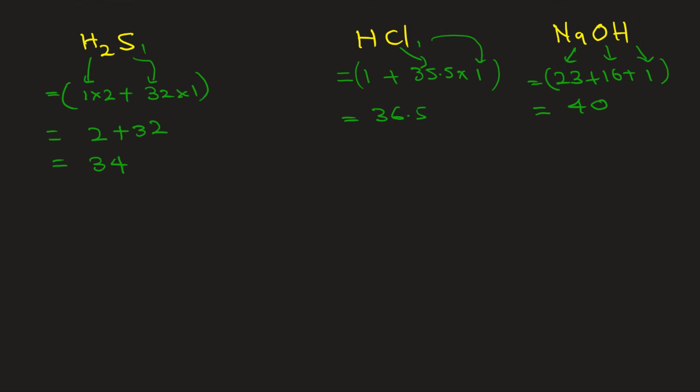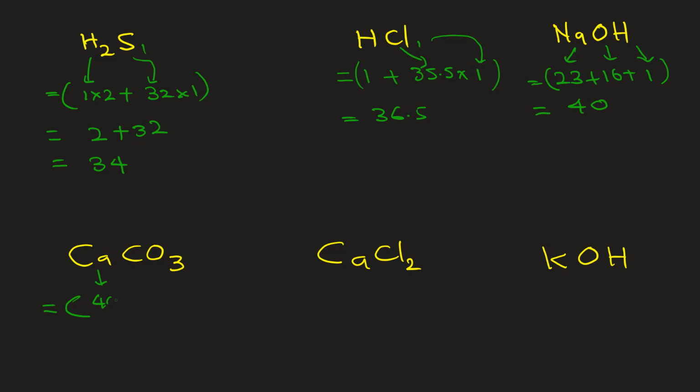Okay, now we look at a little bit more complex ones. Let's look at this one. Calcium carbonate, calcium chloride, and KOH, potassium hydroxide. Calcium is 40, there's 1 calcium. Carbon 12, there's 1 carbon. Oxygen 16, there are 3. So therefore 40 plus 12 plus 48. So total is 100 grams per mole.